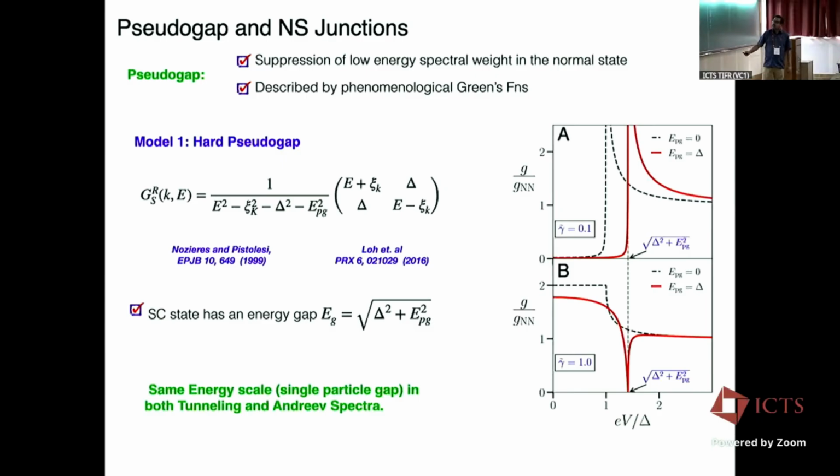You look at this in the other limit when gamma tilde is 1, you will see excess conductance, but you will see, again, things happening only at the single particle energy gap scale.